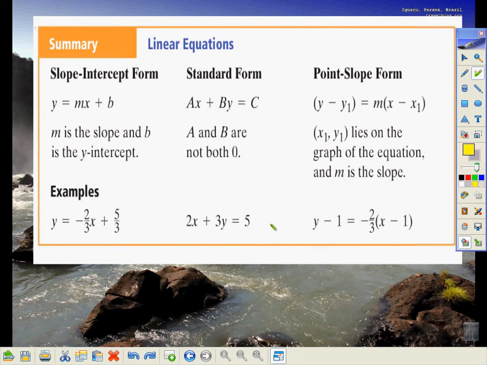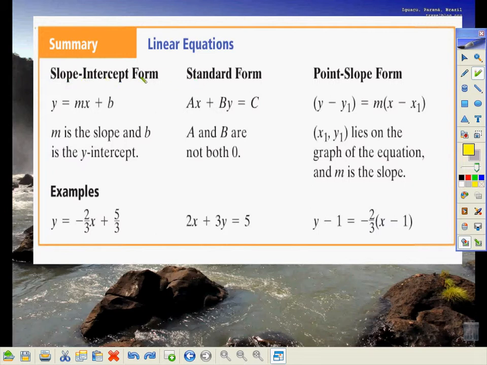This is a quick video over the summary of linear equations. This is all of chapter 7 that we've talked about up to this point. You've got your slope-intercept form, standard form here in the middle, and then point-slope form on the right. The names are pretty straightforward about what you need in order to use the specific form of the equation.